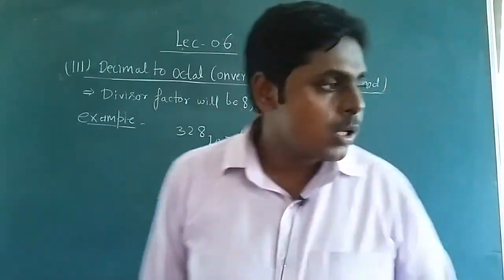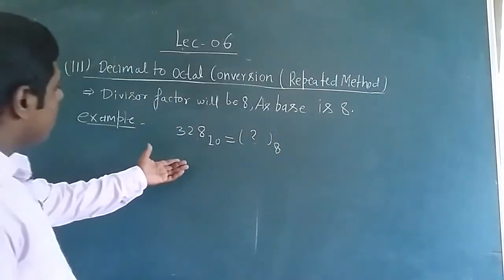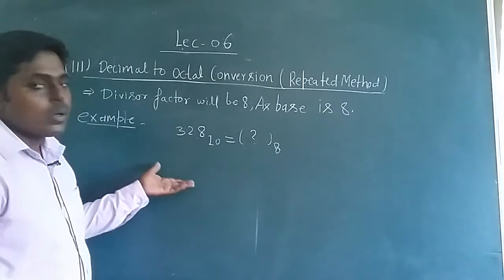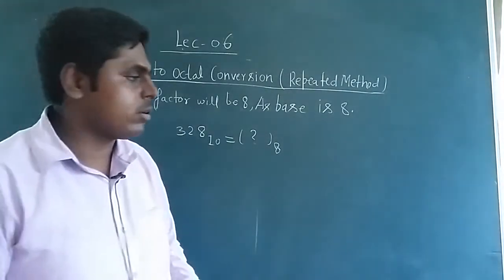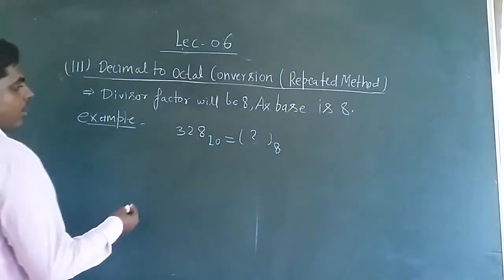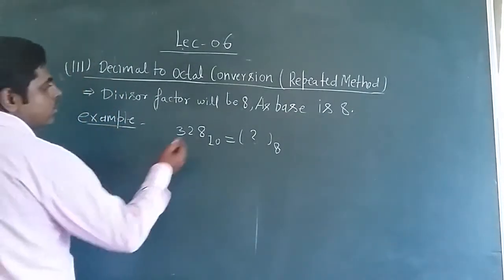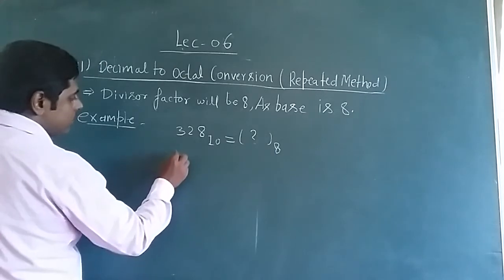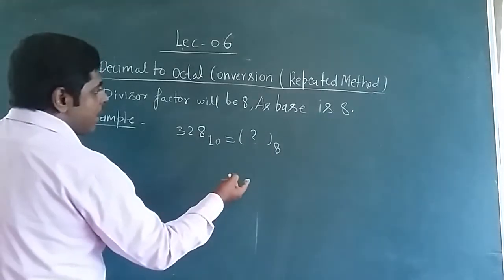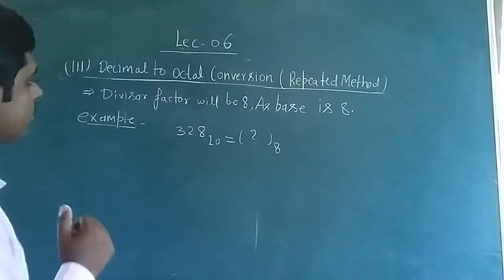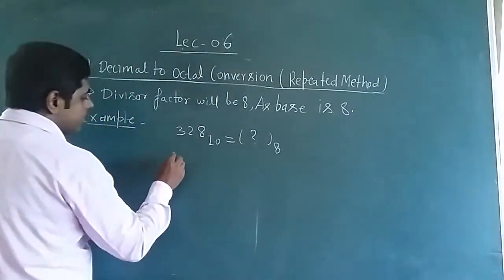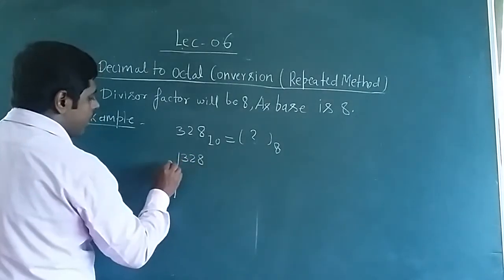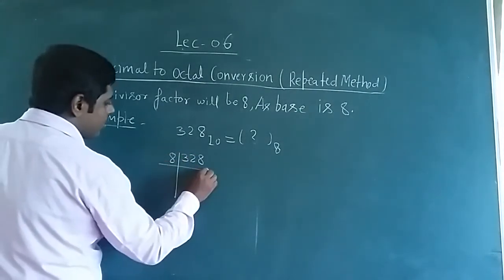So here we have a decimal number, that is 328, and I am going to divide it by 8 until the remainder becomes less than 8. See here, 328 and the divisor is 8.